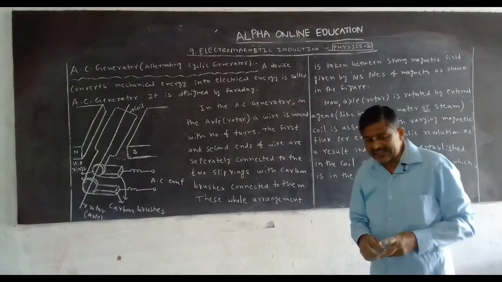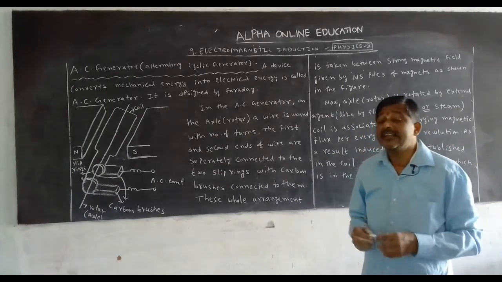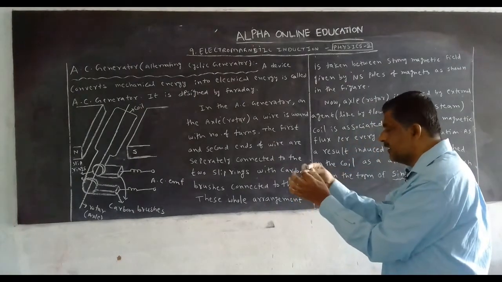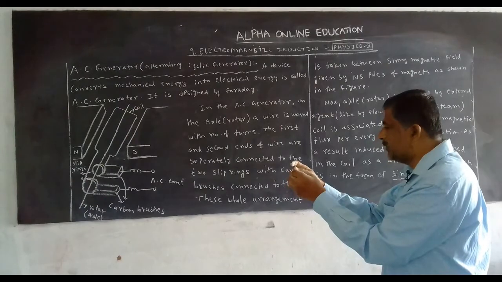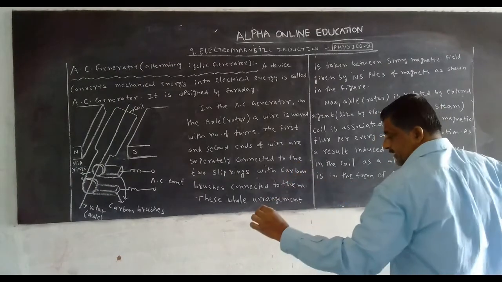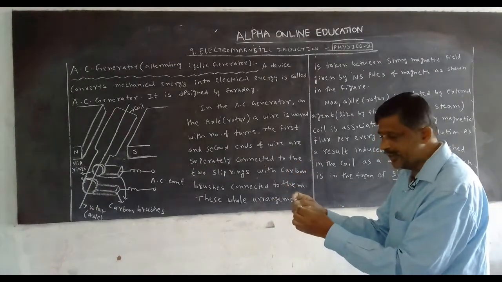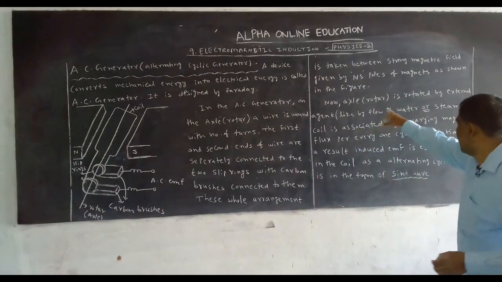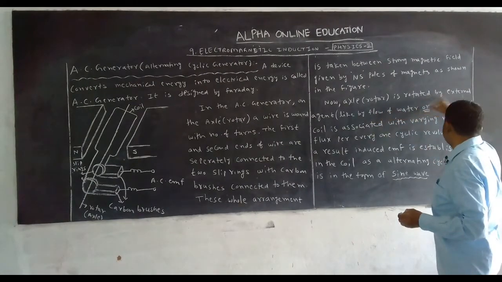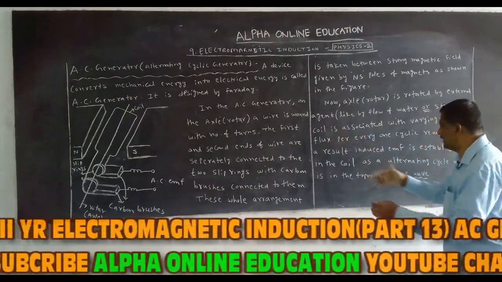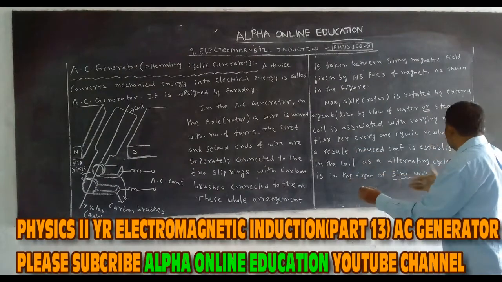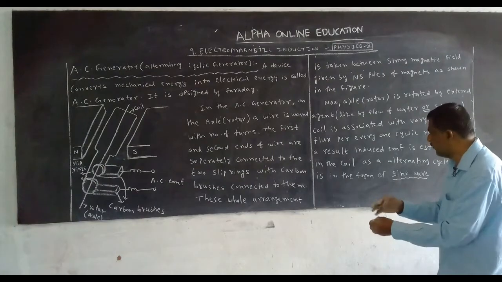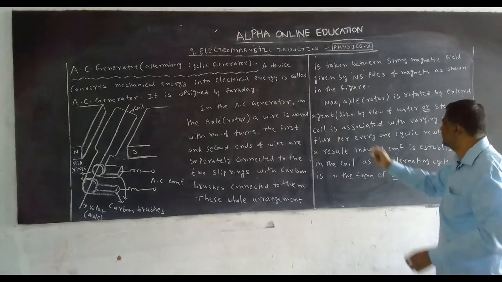Now, how can we get AC EMF? This is the axle. Now we want to rotate this axle. How can we rotate it? When water falls on it, it starts to rotate, or when steam falls on it, it starts to rotate. The axle or rotor is rotated by an external agent like the flow of water or steam. When water flows, it starts to rotate, or when steam falls, it rotates.